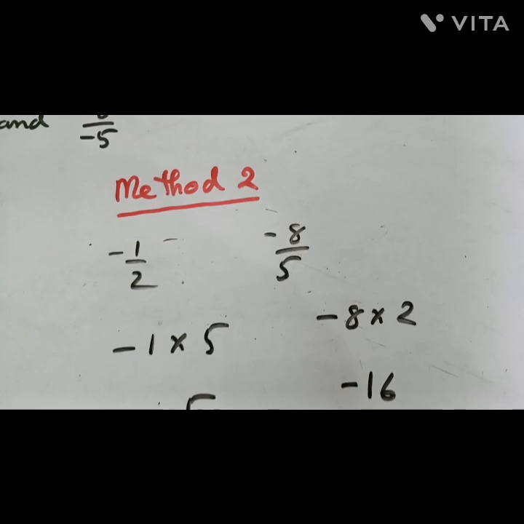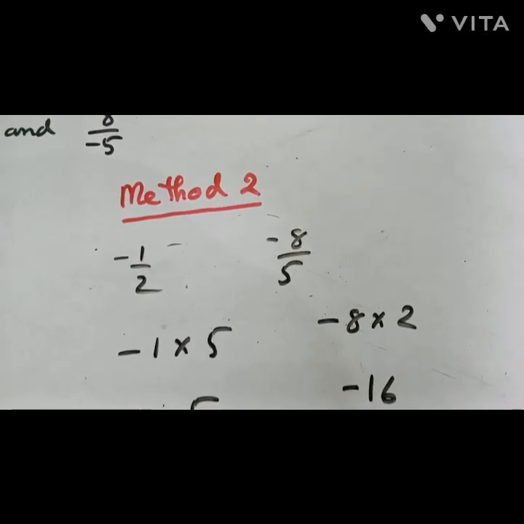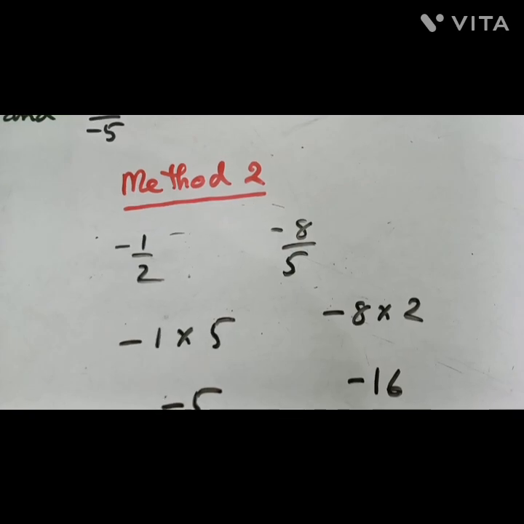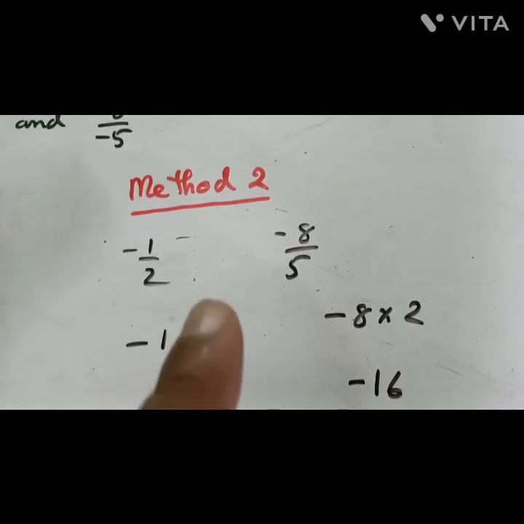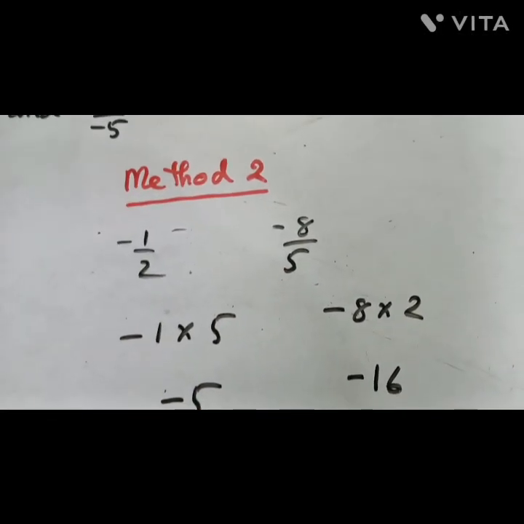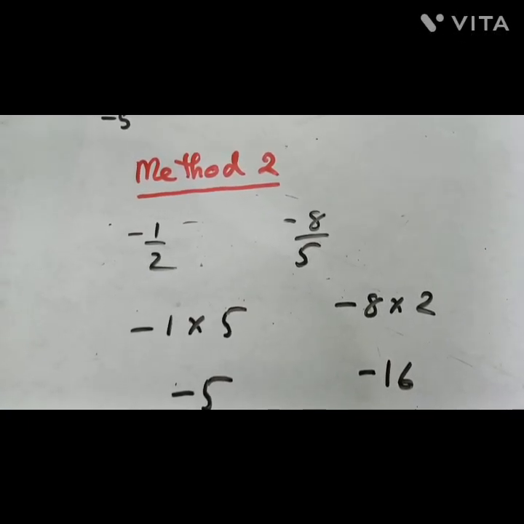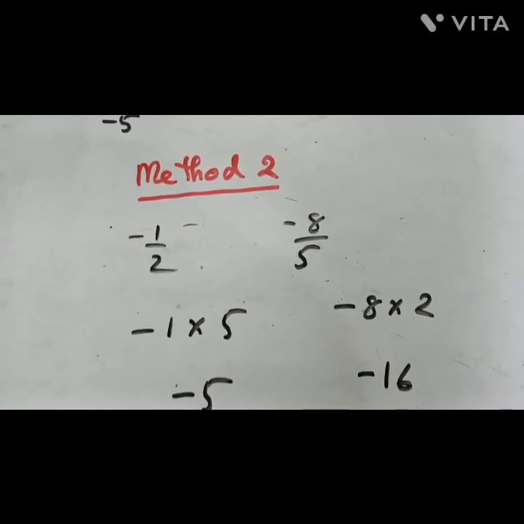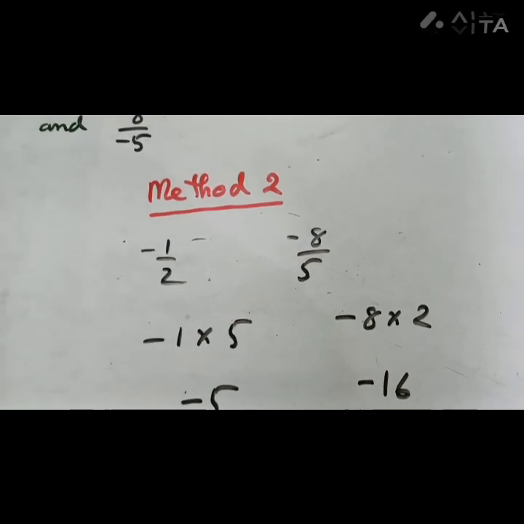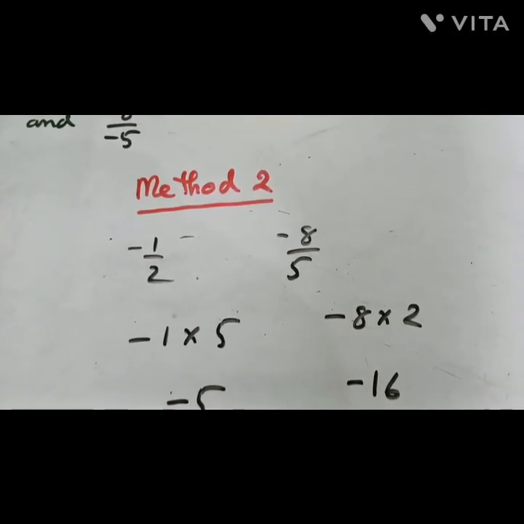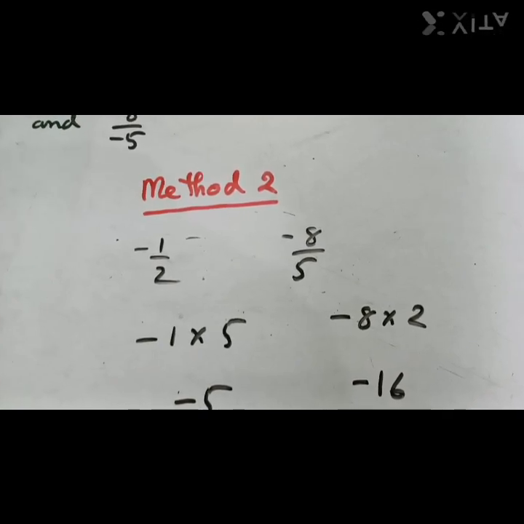So in method number 2, again the denominators have been made positive. Two fractions, minus 1 by 2 and minus 8 by 5. What I have taught you is that we multiply the numerator with the opponent denominator and the denominator with the opponent numerator. So numerator minus 1 into the opponent denominator 5, and minus 8 into 2.